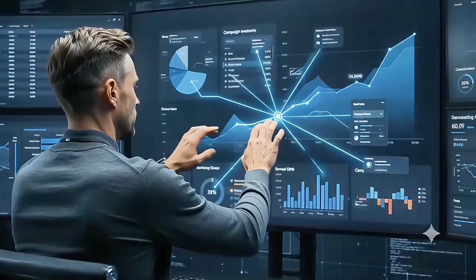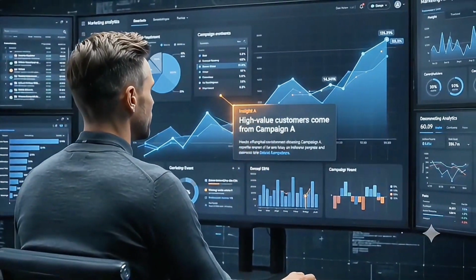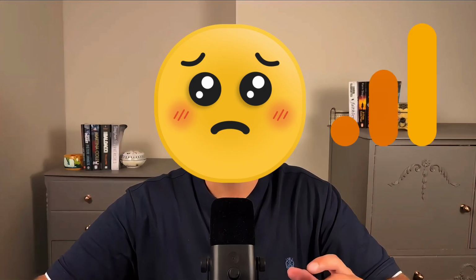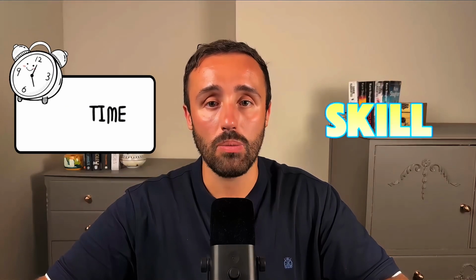So GA4 is not something you install once and forget about. To get real value from it, you need the strategy to know what should be measured, the technical skill to collect the data properly, and the analytical skill to turn that data into insight and action. When businesses skip those steps, the data is bad. And when the data is bad, GA4 usually gets blamed. But most of the time, the problem is not that GA4 is useless. The problem is that nobody invested the time, skill, and structure needed to make it useful.